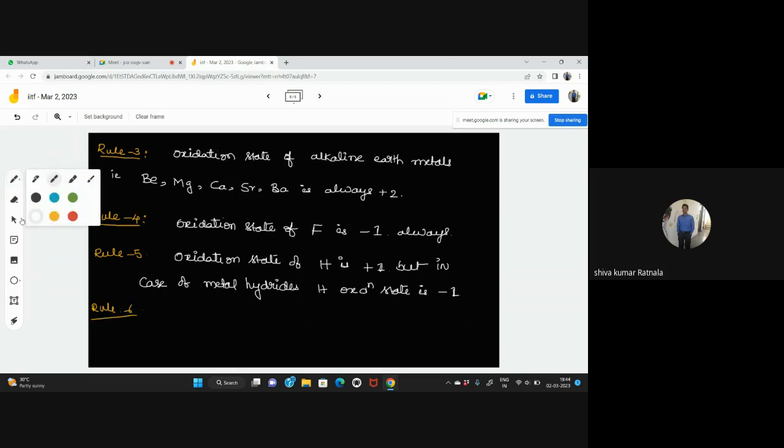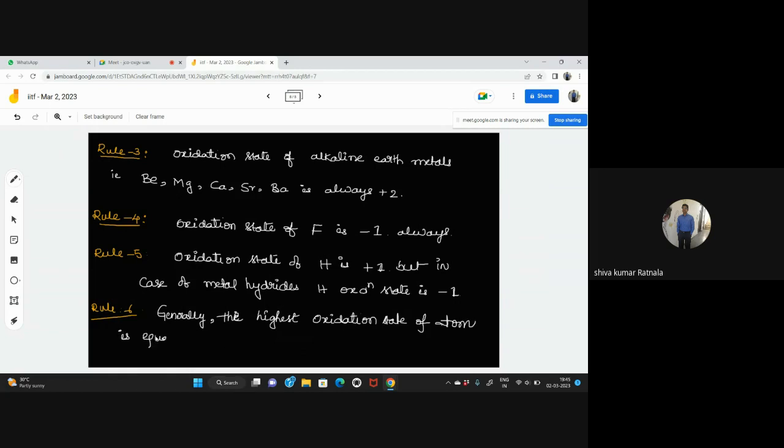Oxidation of hydrogen we have done, first group, second group we have done, fluorine we have done. Next is oxygen, but one more I will tell you before that. Generally, the highest oxidation state of an atom is equal to its group number. And one more is there that we will discuss in the next class.